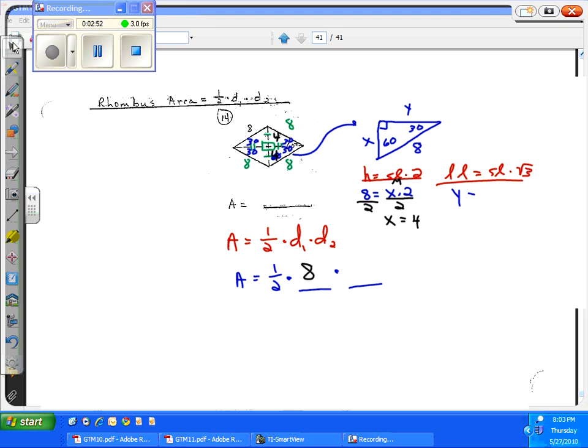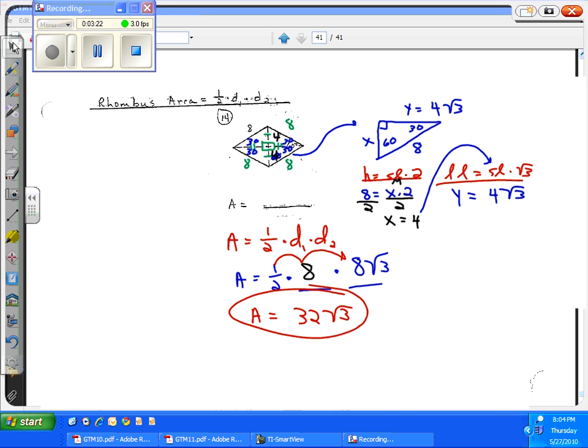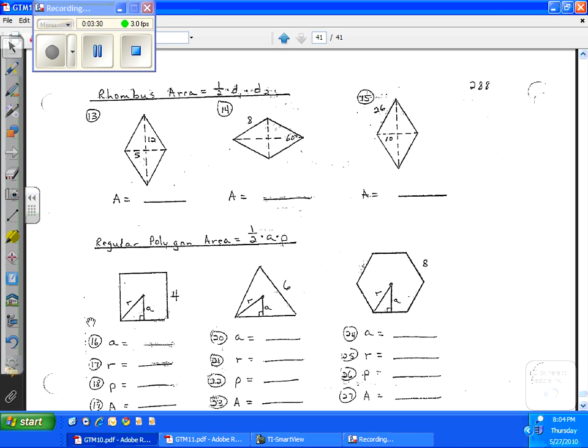Long leg, which is y, is equal to short leg, which we just found out was 4, times the square root of 3. And so this would be 4 square root of 3, which is half of that diagonal, which means the diagonal that that's half of is double that, which would be 8 square root 3. So now we can solve. Half of 8 is 4 times 8 is 32 of those little square root 3's. Any questions on number 14? Okay.